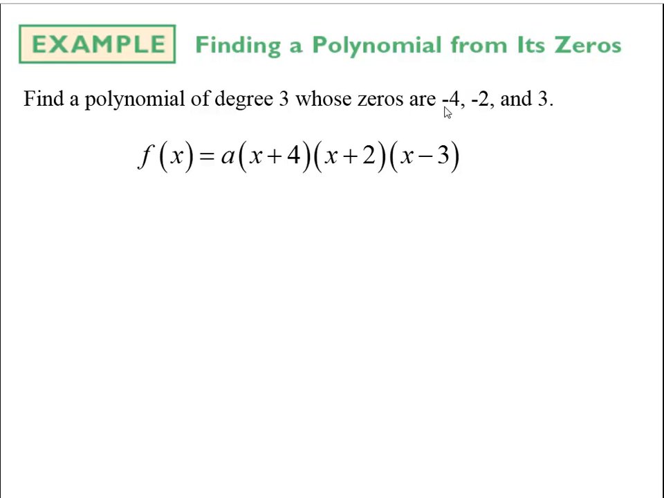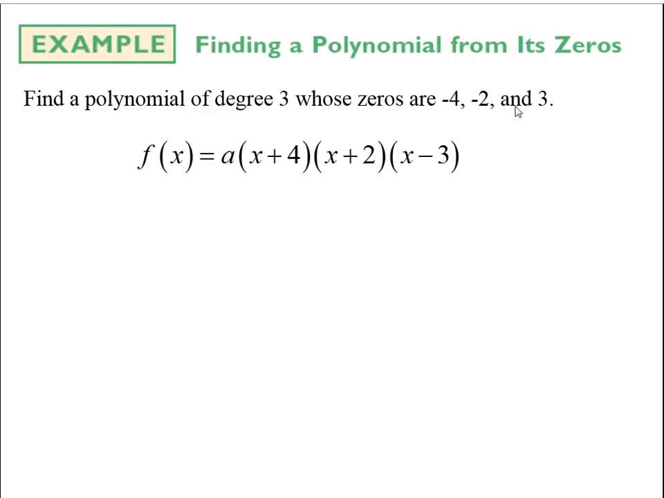So if -4 is a 0, then I know I need to be able to plug -4 into the equation and give me 0 times anything, which is 0, right? So if I plug -4 in here, I'm going to get a y value of 0. If I plug -2 into this factor, I'm going to get a y value of 0. If I plug 3 into this factor, I'm going to get a y value of 0. So here's a representation of the polynomial that has these 3 zeros.